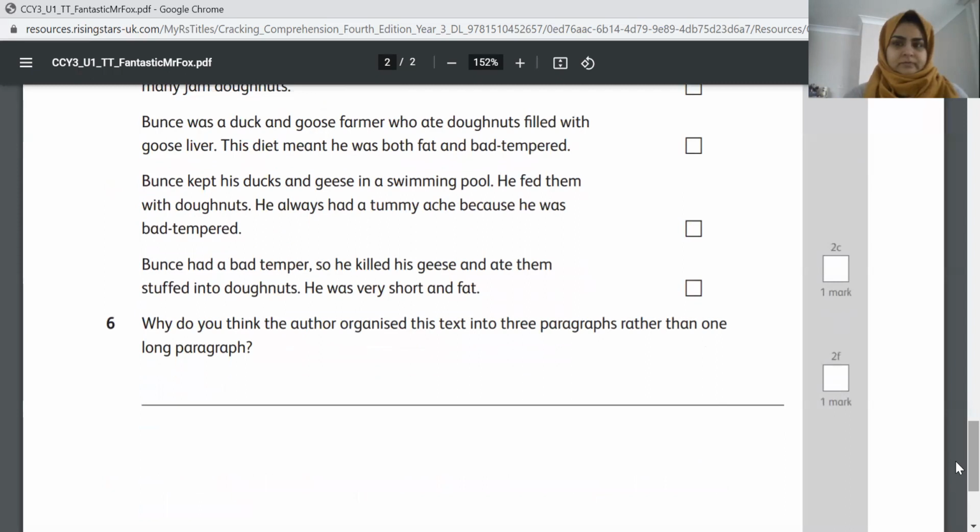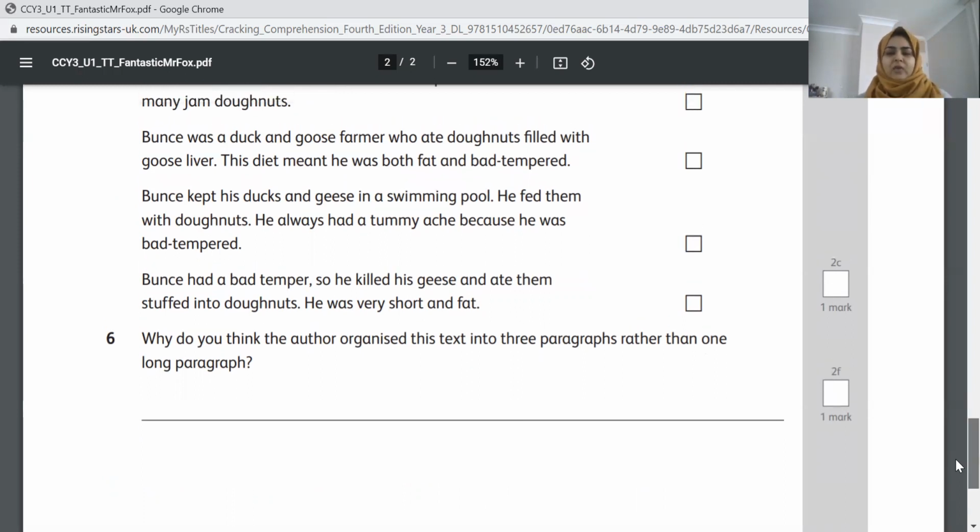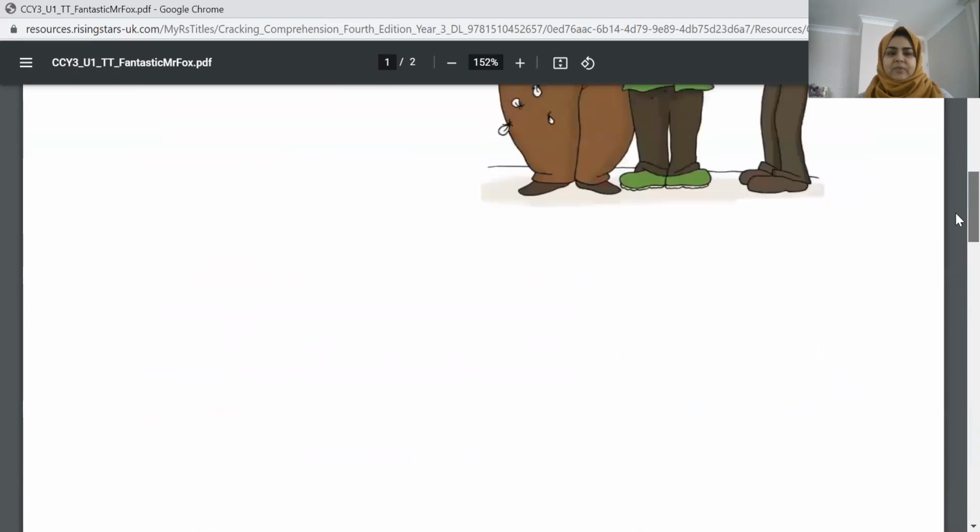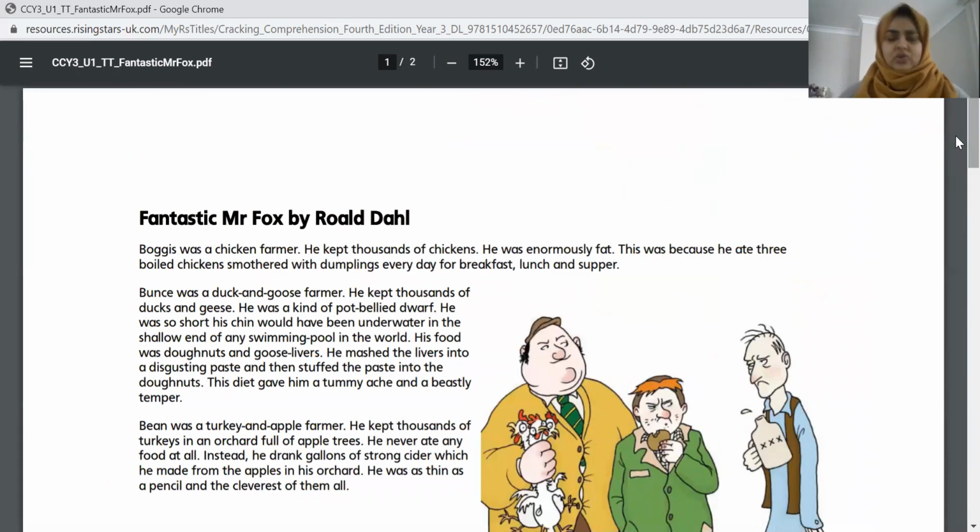So number 6. Why do you think the author organized this text into 3 paragraphs rather than one long paragraph? Have a look at the 3 paragraphs. Why did he organize the text into 3 separate paragraphs rather than one big paragraph? Pause the video now, think about it, write your answer, and then come back to the video.